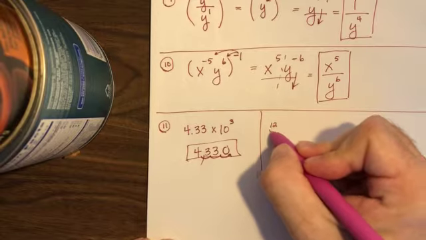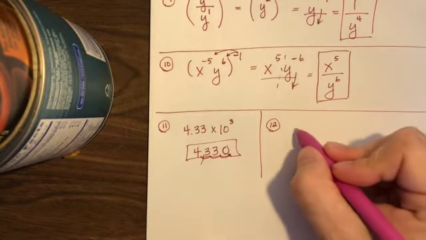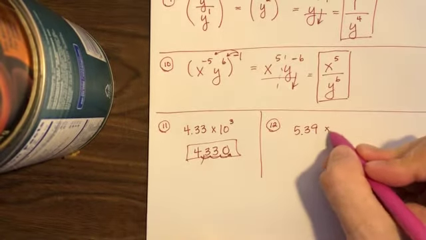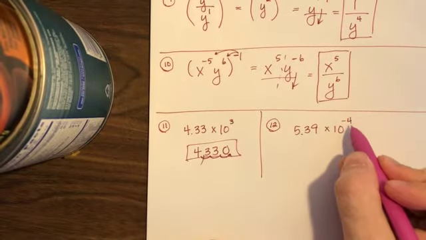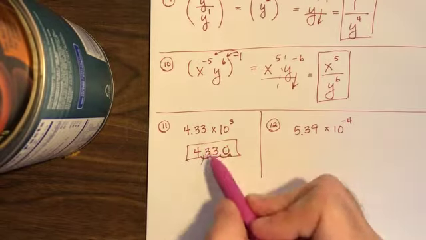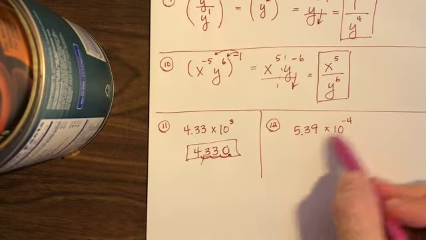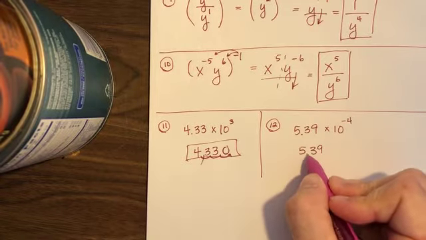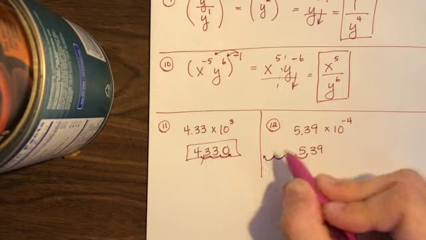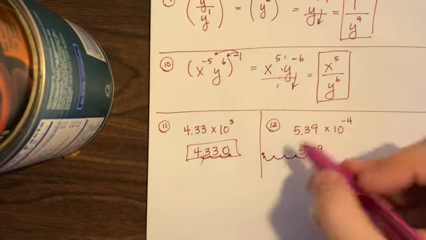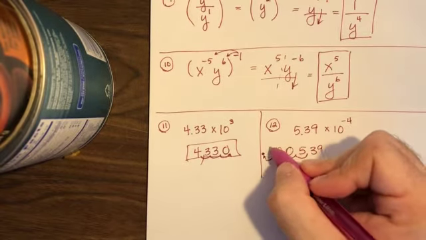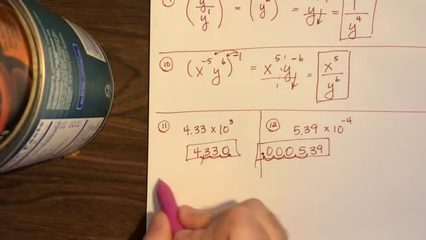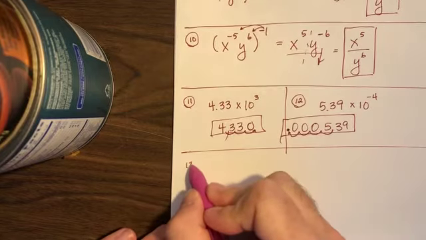Not too shabby. And then we got 5.39, but it's times 10 to the negative 4th. And this is telling you move the decimal to the left. So positive means move to the right, negative means move to the left. So if I write 539 and I start where that decimal was, I go 1, 2, 3, 4, and I put a little dot. Now there are 3 empty spaces, so I'm going to put zeros for all 3, and that is my answer. Those are quick, aren't they?